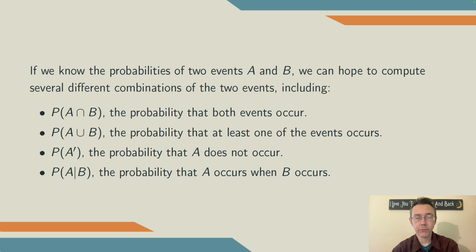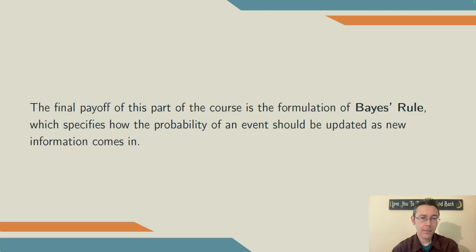If we know the probabilities of 2 events, then we can compute the probabilities of different combinations of those 2 events, including the intersection or union, that is the and the or of the 2 events. We can get the probability of the complement, and we can talk about conditional probability, the probability that one happens when we know that the other one does. By the way, we're going to go into that in substantially more depth and specificity than you'll see in an introductory statistics class like Normal Knowledge College Statistics. The big payoff for this part of the course is the formulation of Bayes' rule, which is really fundamental in all of statistics. It specifies how the probability of an event should be updated as new information comes in.